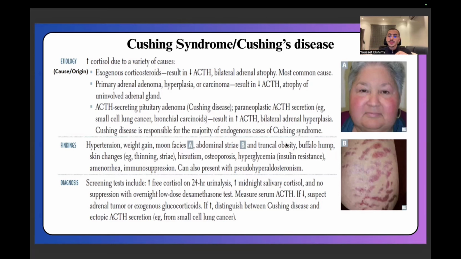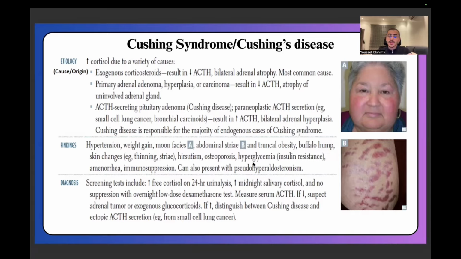We have truncal obesity because what happens is that there's proteolysis in the upper limb and lower limb or the extremities. And this would lead to muscle wasting, but there would be accumulation of fat in the trunk area. So there would be truncal obesity, there would be buffalo hump. Also, there would be accumulation of fat in the back, in the neck. Also, there would be skin changes like thinning, striae.